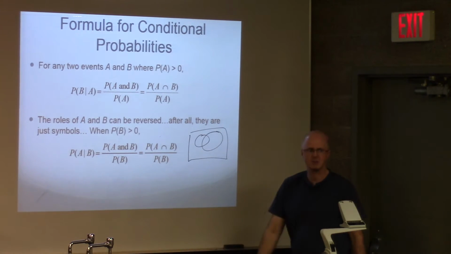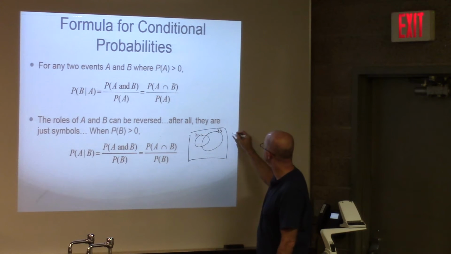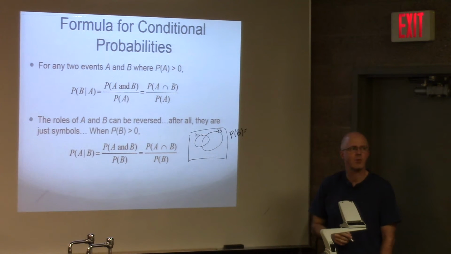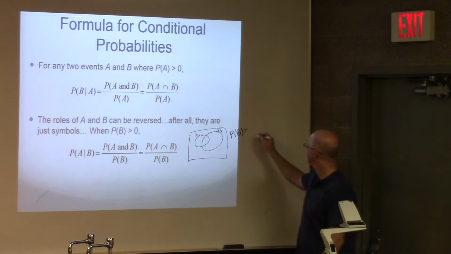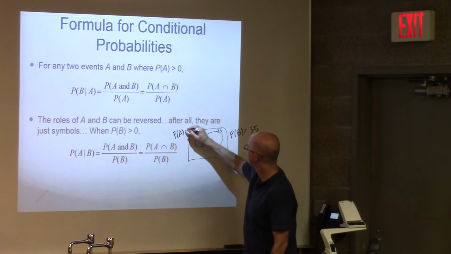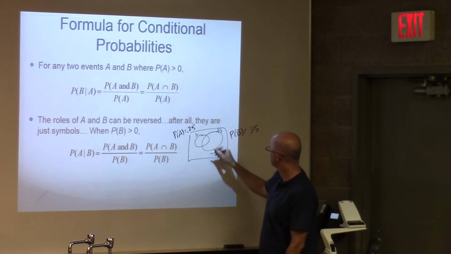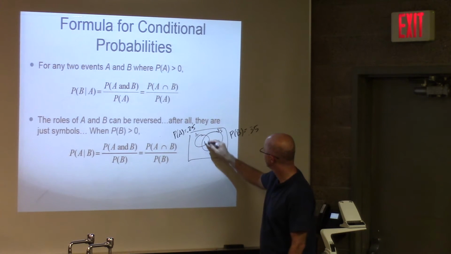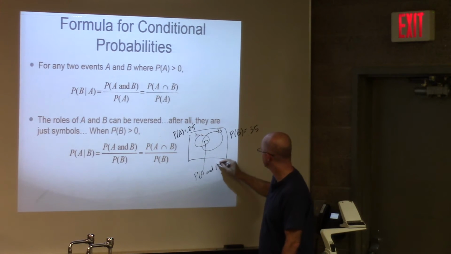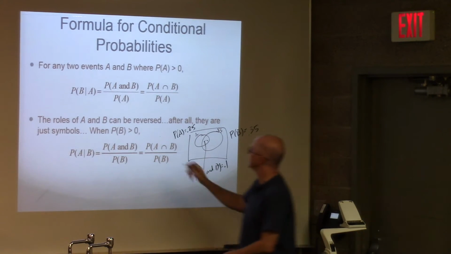Although I forgot my probabilities already. Let's see, this was A and this was B. What did I say for B? 0.35. And what did I say for the probability of A? 0.25. And what did I say for the intersection? 0.1? Okay, so right in there, the probability of A and B is 0.1. Let's focus on this one.